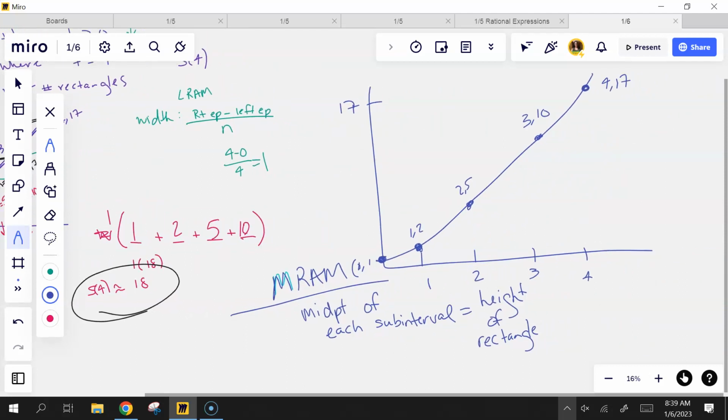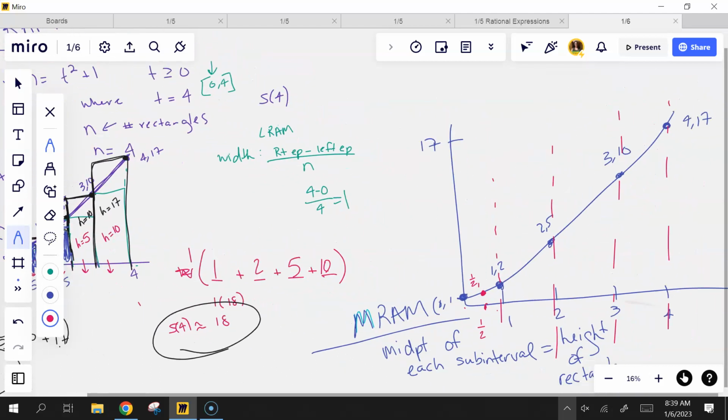My widths are still the same. I'm still doing widths of 1. I just need to know how high up my rectangle goes. So instead of using a left endpoint or a right endpoint, I'm going to go halfway between the first subinterval. So halfway between 0 and 1 would be 1/2, right? So I'm going to let this be 1/2. I'm going to come up on the curve. This is the point, 1/2. I don't know. I got to plug it in. This is why it gets sticky.